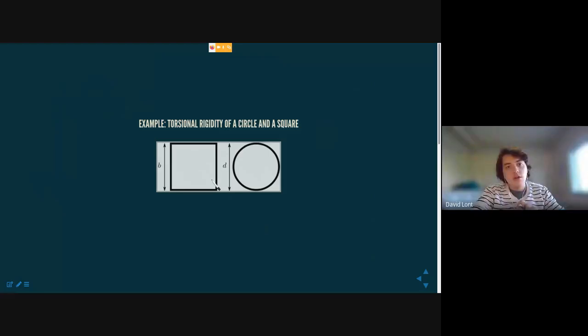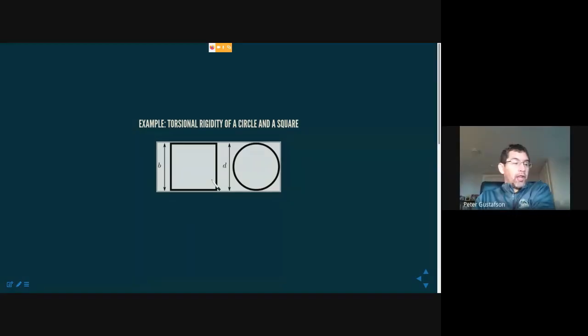I have a question. Are those squares and circles enclosed with a hollow, or is it like a solid cross section? Yeah, great question. All these calculations that we're doing now are for hollow cells. We call them cells because they're torsion cells. They are hollow cross sections.